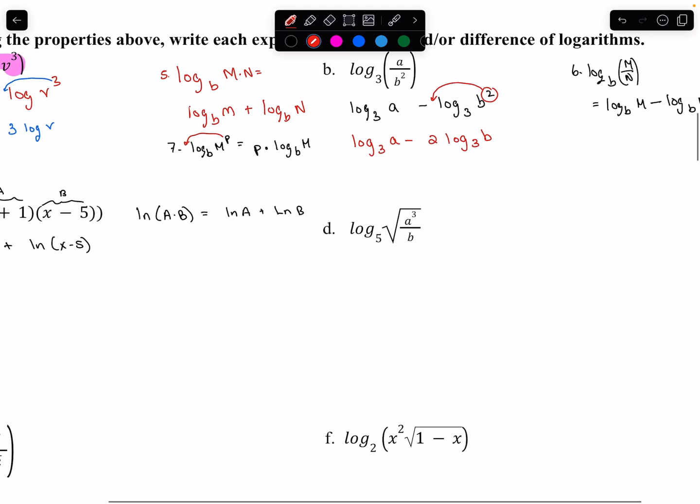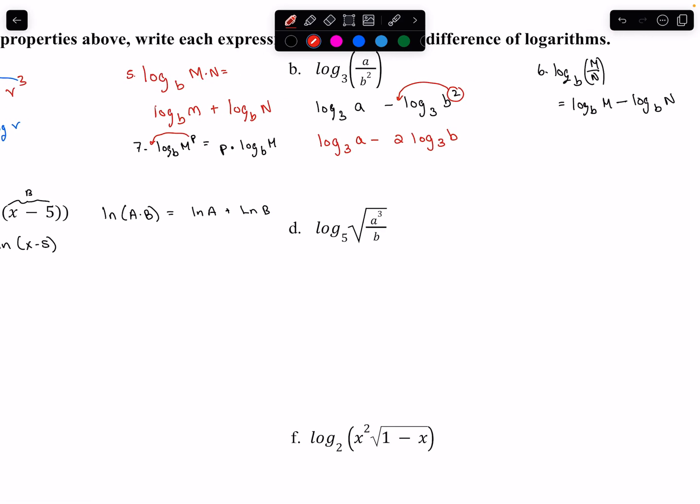All right, division here. So I have division. And the first thing I'm going to do is rewrite this square root sign. So I'm going to write log base 5, and I'm dividing a cubed over b, and it's all to the 1/2 power. All right, so that's the first thing. So I'm going to rewrite that square root to the 1/2 power.